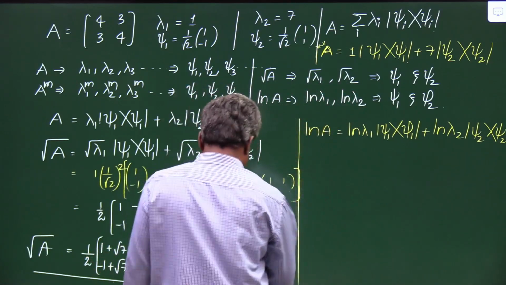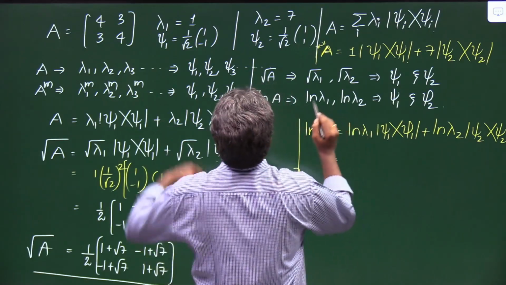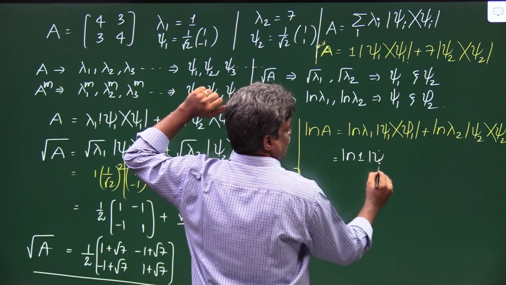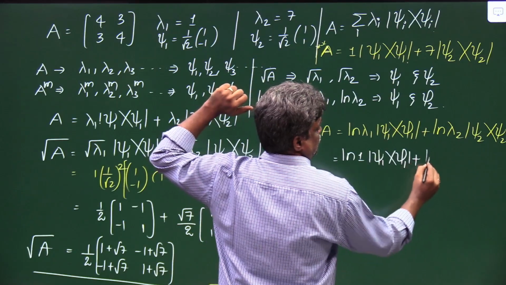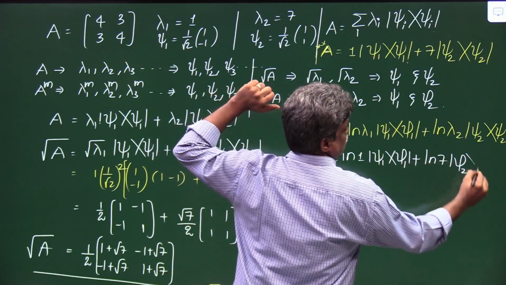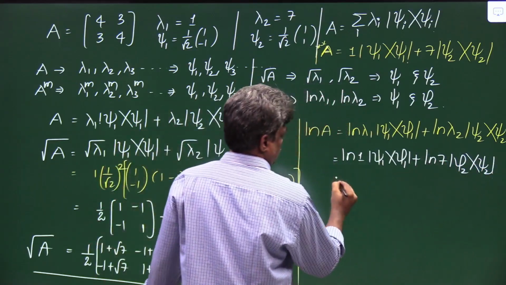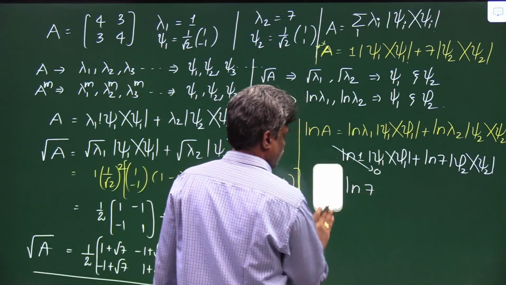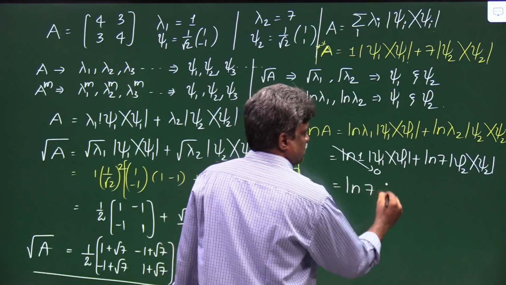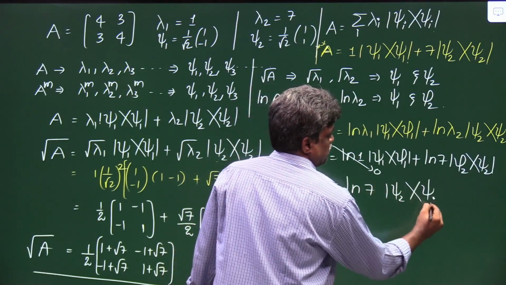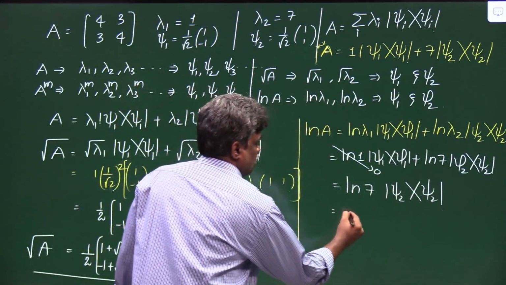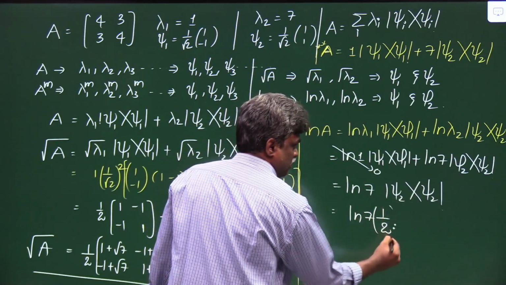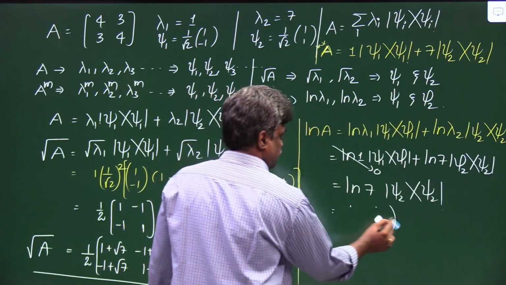Okay, now the first eigenvalue is 1, that's why this is a 0. Log 1 psi 1 plus log 7 psi 2 psi 2. So this is 0, and then we remain with log 7, this is the outer product psi 2 psi 2. That's good. Now finally we can write this as log 7, and this outer product is 1 by 2, of course.